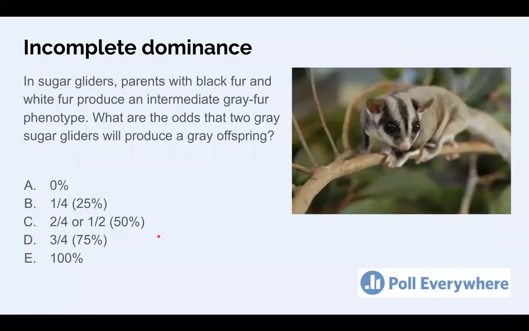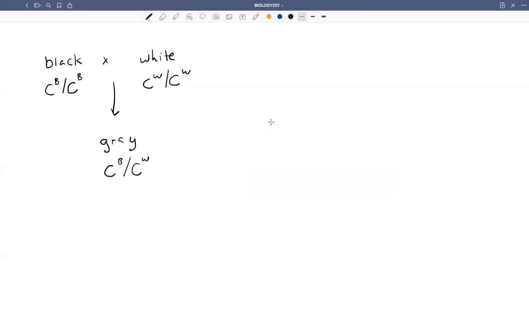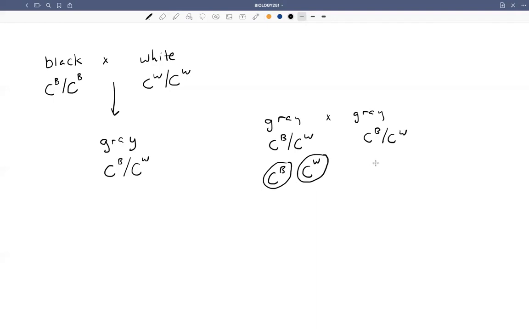So going back to the example, what are the odds that two gray sugar gliders will produce a gray offspring? So what happens if we do gray by gray? I'm glad you asked. So again, converting our phenotypes straight into genotypes. And we could turn those into a Punnett square. Do the first step here, determining the possible gametes. So everybody's heterozygous. They can produce two kinds of gametes. I like to circle the gametes just to make it a little more clear where the separation is there.